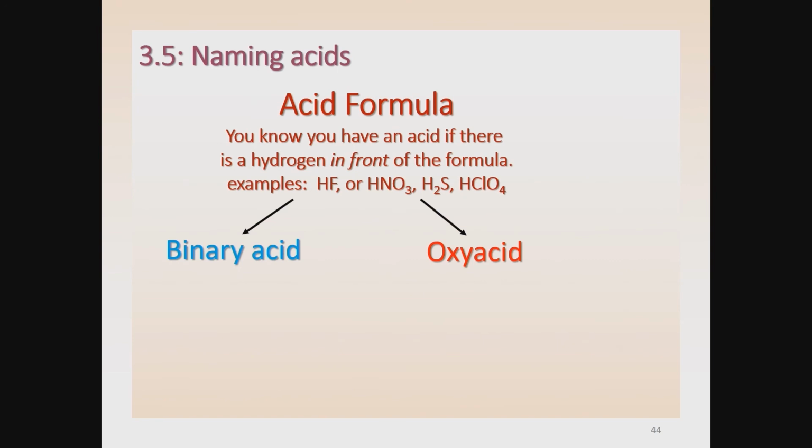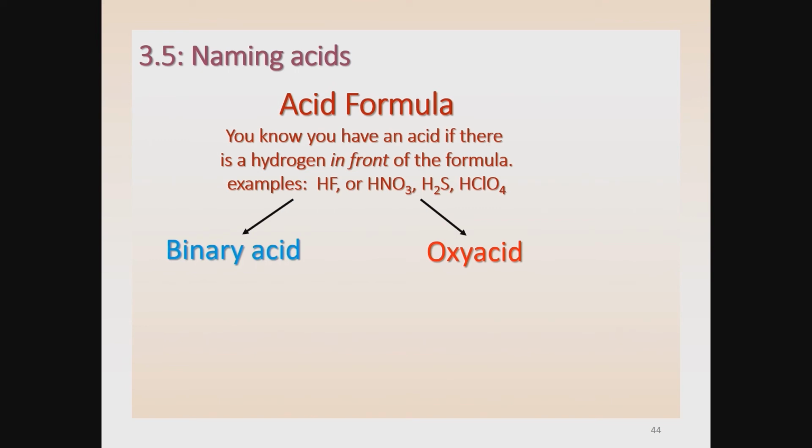Okay, so naming acids. The first thing you have to do when you're looking at a compound is recognize if you're working with an acid, because if you are, then you have to use the rules for naming acids. It's pretty easy to tell if you have an acid or not. If the first letter in the formula is an H, you have an acid, and you have to apply the acid naming rules. If it's not an H, it's either an ionic compound or a molecular compound, and you apply the rules which I talked about earlier.